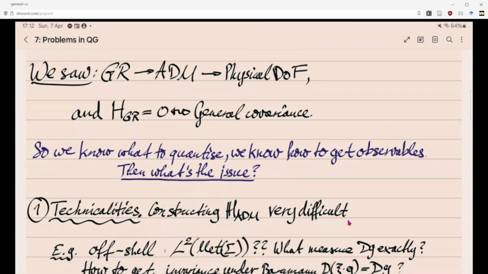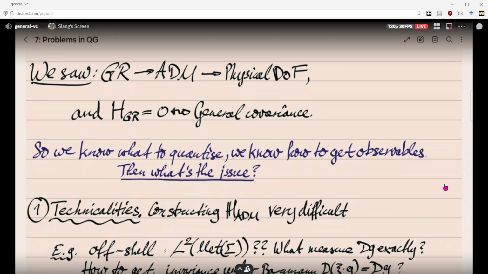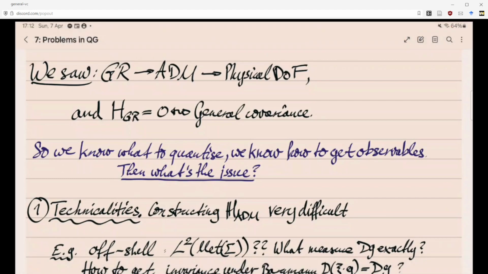Alrighty. So where were we? Yes. So this is meant to be about QG stuff in general.